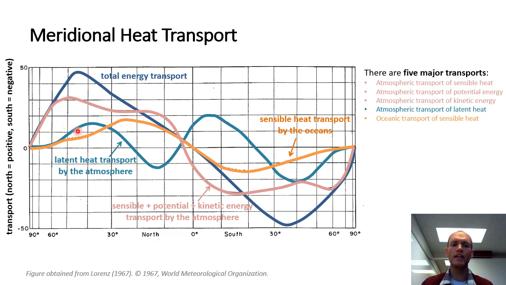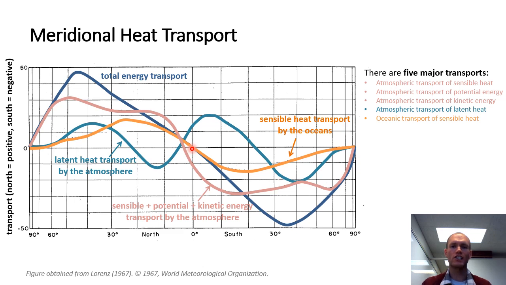We see that the pink and orange lines have a very similar structure with weaker magnitudes to that total energy transport, and some variability from one latitude to the next. But in general, the oceanic transport is poleward in both hemispheres, and the atmospheric transport of sensible, potential, and kinetic energy is poleward in both hemispheres, although it is displaced slightly off of the equator in the northern hemisphere. So there is some depiction of southward transport between about 5 north and the equator here within the northern hemisphere. And this is associated with the Hadley cell.